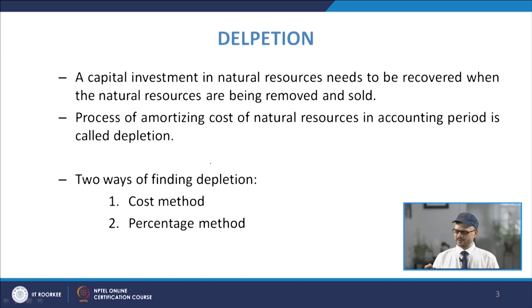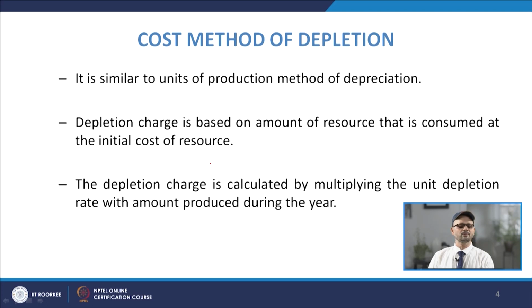And here again we are assuming that depending upon the piecewise removal of these natural resources, suppose some mine is there, or you have a timber garden, or you have one area where you are getting the contract for cutting the timber, and you know that there is a fixed amount of timber. So, depending upon how much you are cutting in a particular period, the depletion charges will be calculated, and that method is known as the cost method of depletion.